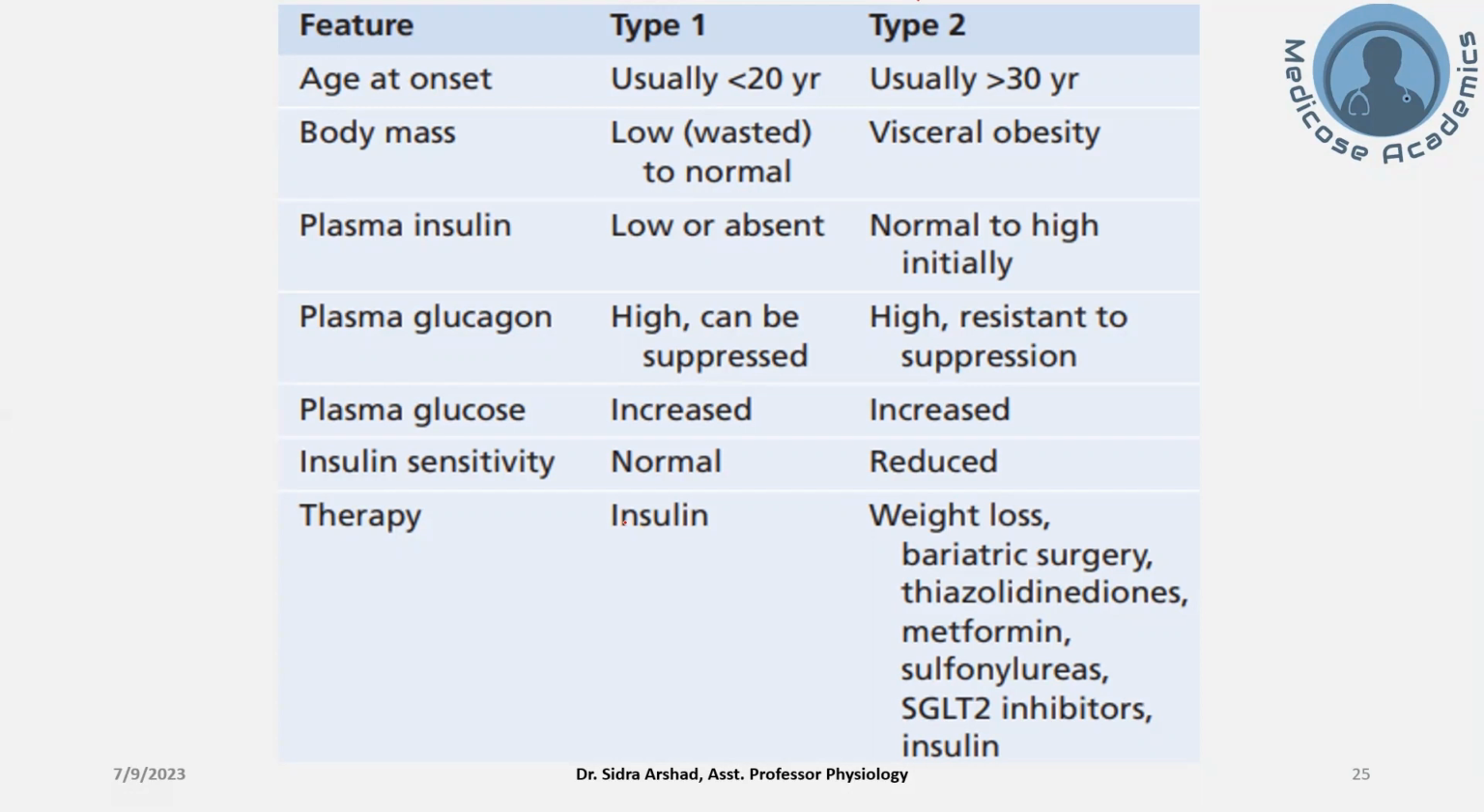For type 2 diabetes mellitus, weight loss is encouraged to reduce the visceral obesity and to improve insulin sensitivity. Bariatric surgery, in which stomach size is decreased, is also done to promote weight loss. Then there are certain drugs which are used to increase the insulin levels and to improve insulin sensitivity. You'll see them later on.